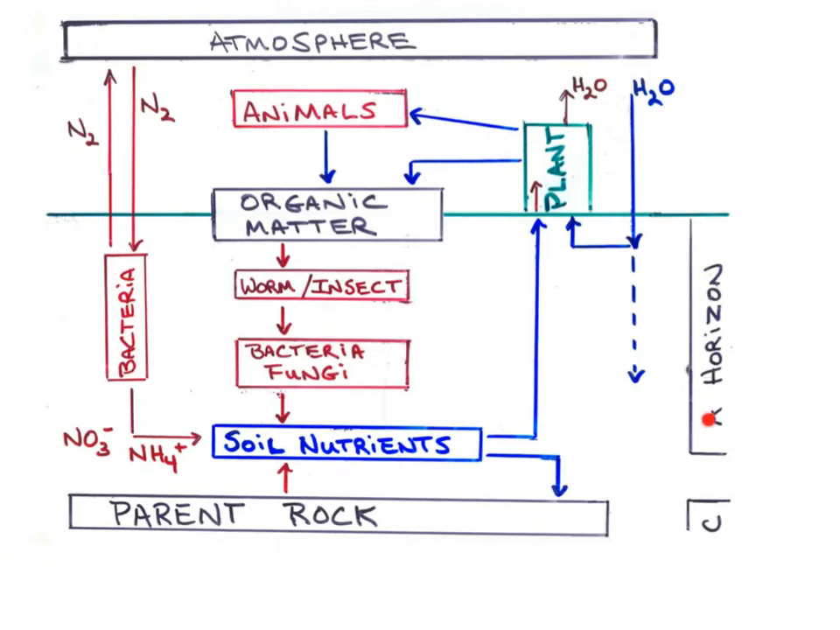This is the A horizon, the topsoil. Parent rock is here, and subsoil lies between. The parent rock weathers, a transformation, providing an input of minerals and particles to the soil. Now, bacteria in the soil take nitrogen from the air in a process known as nitrogen fixation. Bacteria return nitrogen to the air in a process known as denitrification.